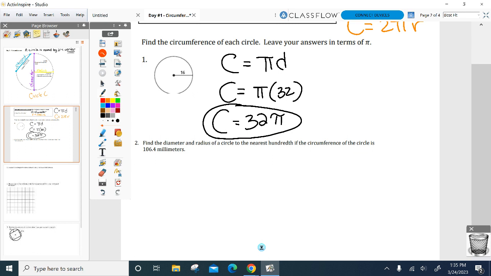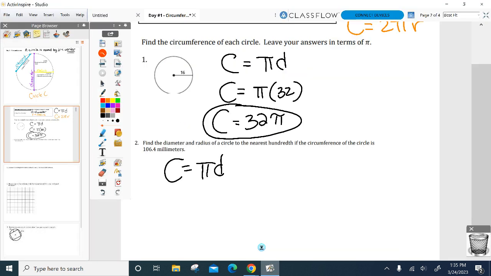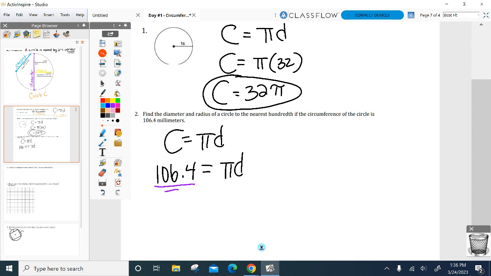All right, 2, find me the diameter and radius if I give you the circumference. So going backwards now. I gave you the radius in problem number 1. Now I want the radius if you know the circumference. So start out, C equals pi d. Where's that 106.4 going to go? The circumference. 106.4 equals pi d. Now I need to solve for d. Don't get freaked out. Pi is just a number. Just a number written as that symbol. So how can I get rid of it now to get d by itself? Divide both sides by pi. Perfect.